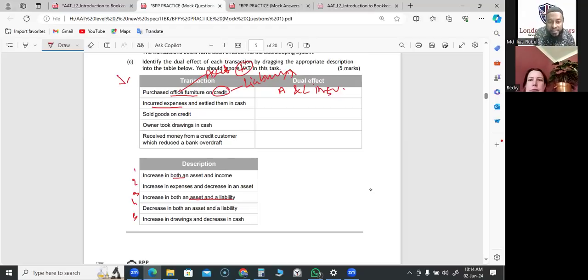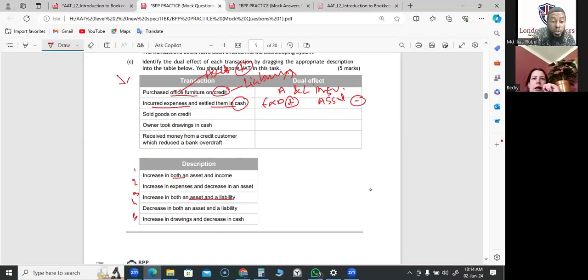So incurred expense and settled them in cash. You need to understand that English. It says we spent something in expense and we paid in cash. Like maybe we paid tuition fee. You paid tuition in cash. So expense increased and cash decreased, isn't it? Expense increase, I'll put a plus sign. Expense increase and cash is an asset. You need to learn it by heart. Current asset. So an asset decrease.